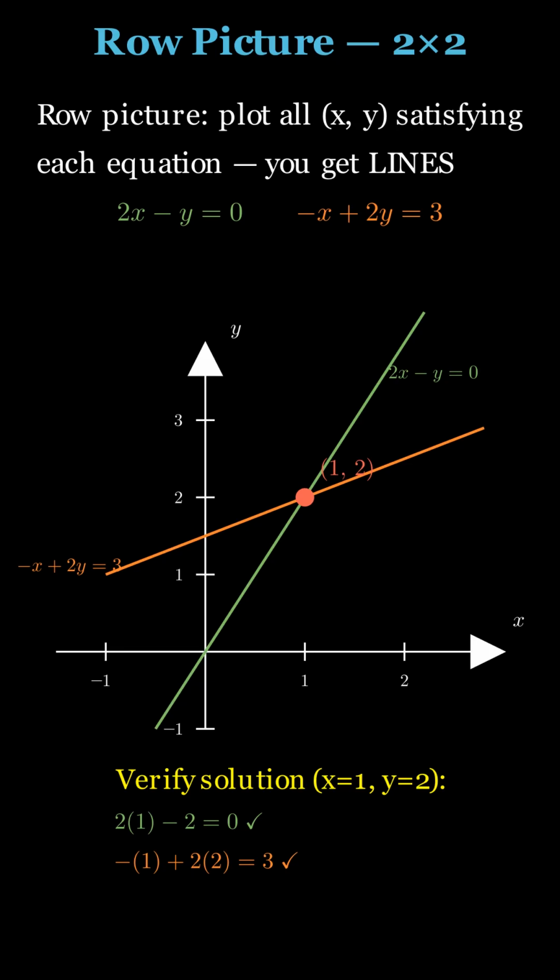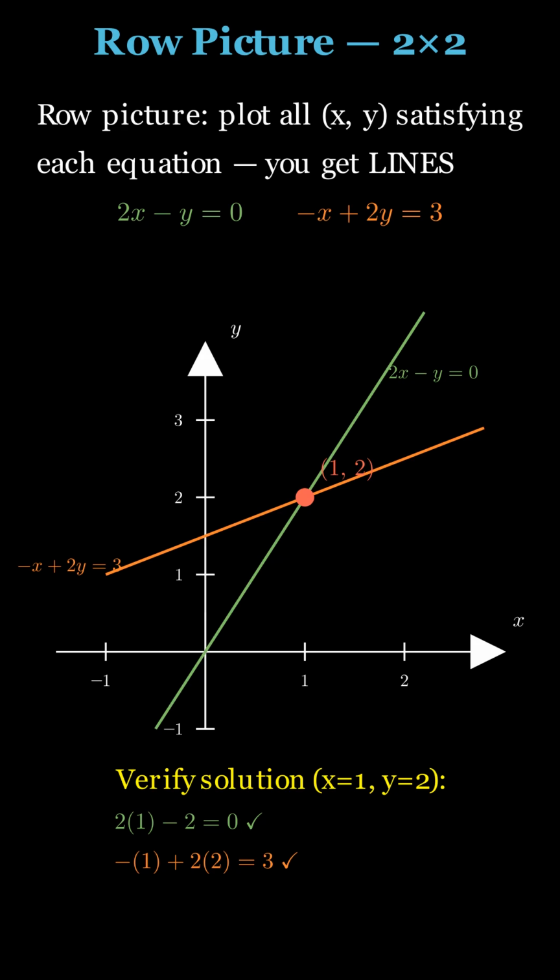The first equation, 2x minus y equals 0, passes through the origin; when x is 1, y is 2. The second equation, negative x plus 2y equals 3, does not pass through the origin; when y is 0, x is negative 3. When x is negative 1, y is 1. These two lines must intersect somewhere, and that intersection is the solution. Looking at the picture, the lines cross at x equals 1, y equals 2.